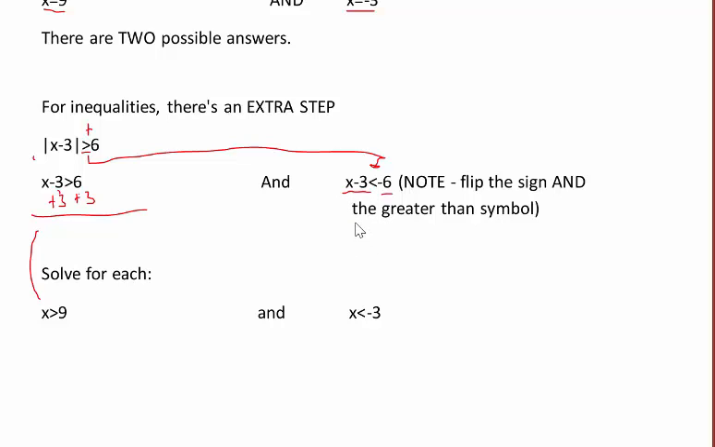So let's solve for x, same as before. I add 3 to both sides, which will give me then x is less than 3, minus 3 rather.